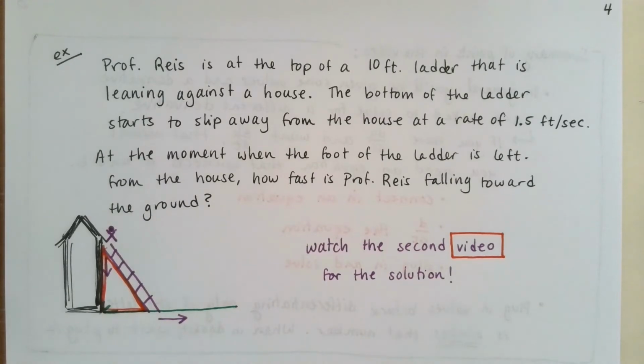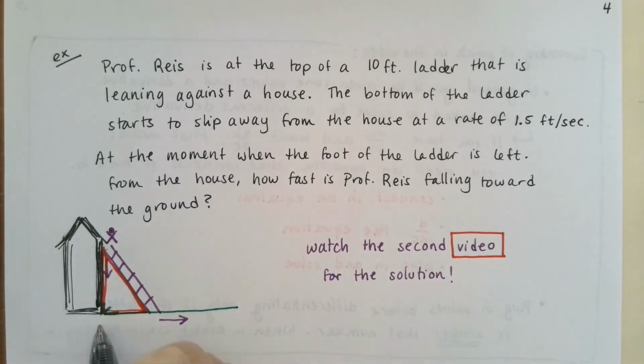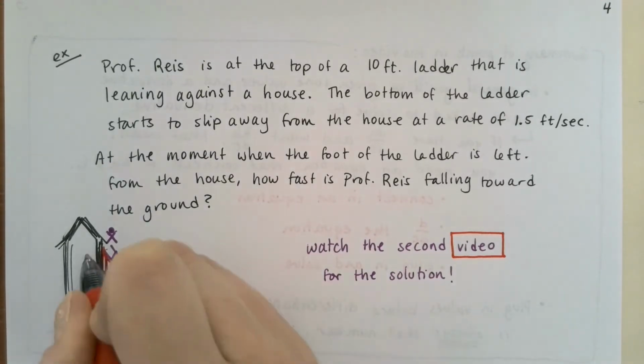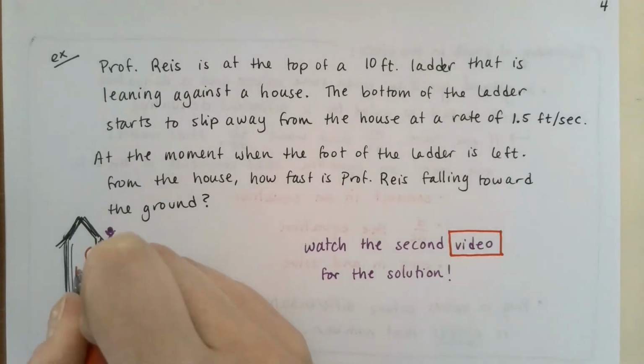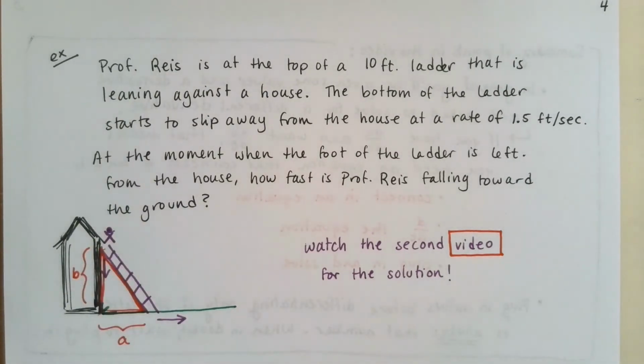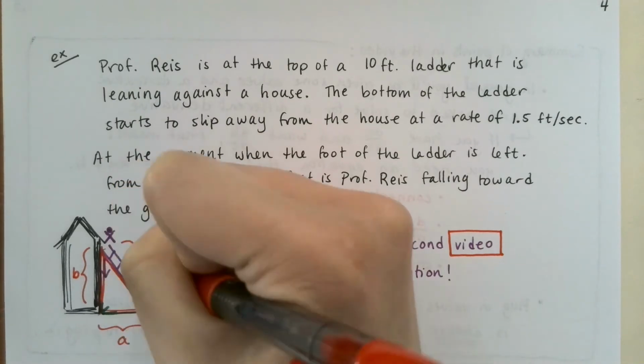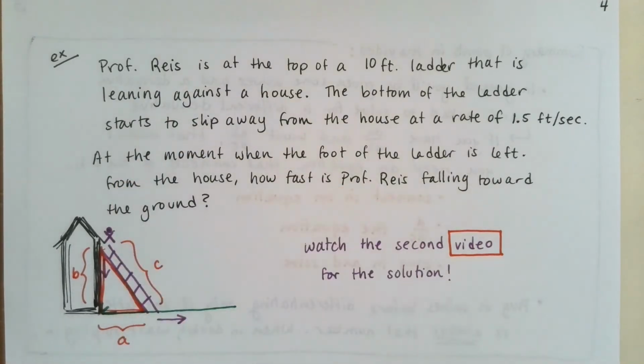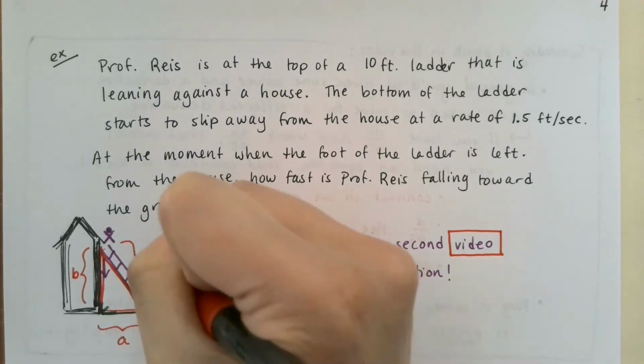We have a triangle. So I am going to label all three sides. In general, you can pick whatever letters work best for you. I'll use A, B, and C. So I'll call this side A, this side B, and then that makes this side C. Okay, so if the ladder is 10 feet, I'm going to say that C equals 10.